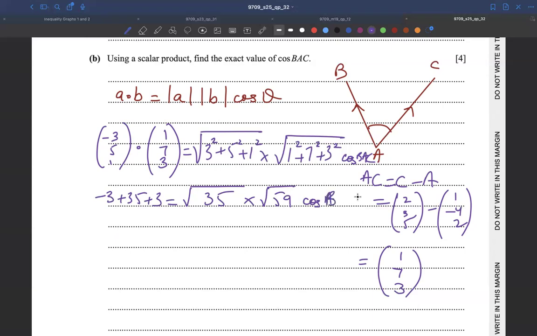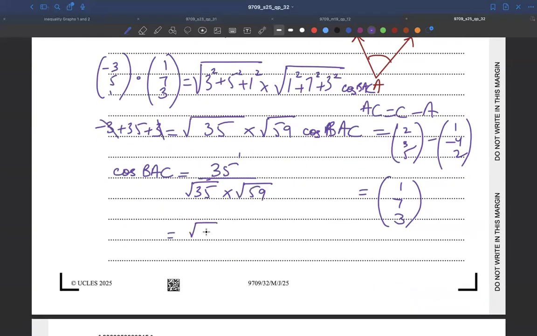So cos of BAC would be equal to 35 divided by root 35 into root 59. We can simplify this, as this is power 1 and this is power half, they will subtract, and we'll get root 35 upon root 59 equals cos of BAC. We can leave our answer in this form, or we can also write it completely under the square root, as both are under square root. So that will be square root of 35 upon 59.